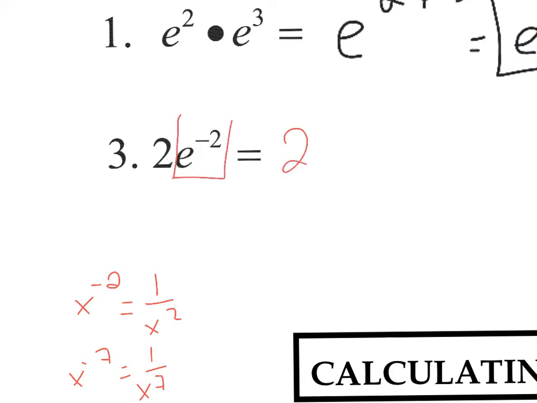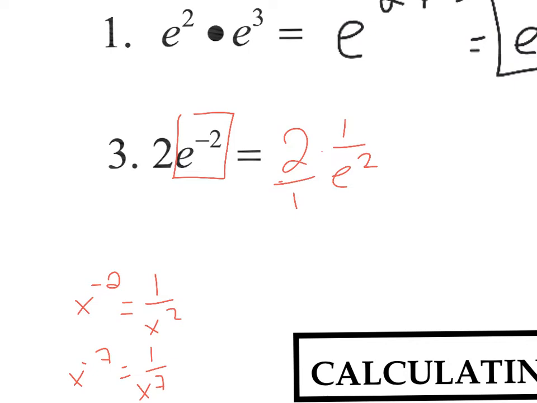Now, let's look at e to negative 2nd. This will be times 1 over e squared. Now, I want you to simplify this. You can write 2 as a fraction. You can write this as 2 over 1. Okay, it's 2 over 1.